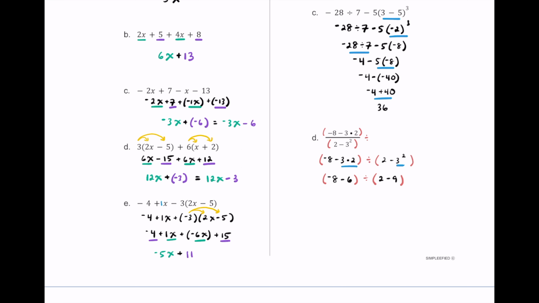Now we can just go ahead and take this negative 8 minus 6. Hopefully you know that's negative 8 plus negative 6 if you add the opposite instead. Negative 8 plus negative 6 would be negative 14. So we have negative 14 divided by, and then if you do what's in the second parentheses, 2 minus 9 is the same thing as 9 minus 2, which is 7, but it's going to be negative 7 instead. Now what is negative 14 divided by negative 7? That's going to equal a positive 2.